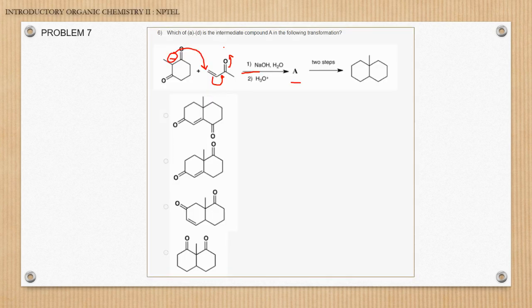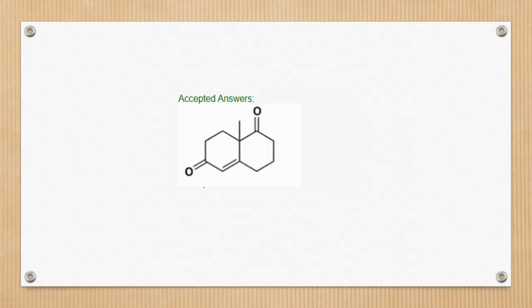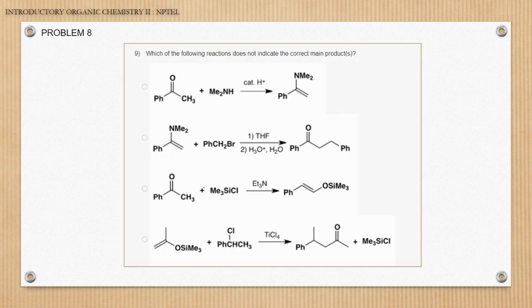Okay, so option B. Why option B? Here also you will get a six-membered ring generation and then a dehydration step. Once you write it, you will get to know that option B is the correct one, and the dehydration is going to take place to give you the alpha beta unsaturated ketone. So option B is the correct one. Is it clear to all of you? Assuming that it is clear, going to problem number 8.